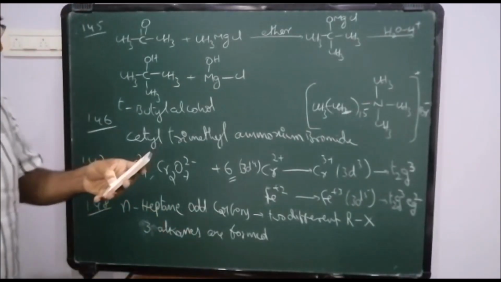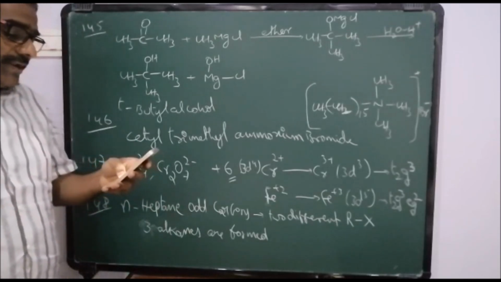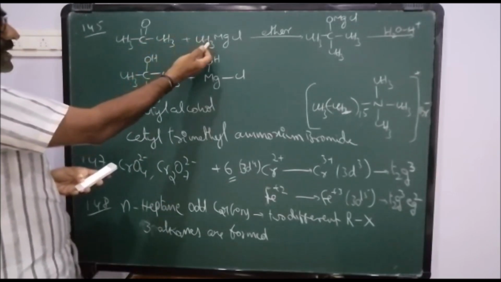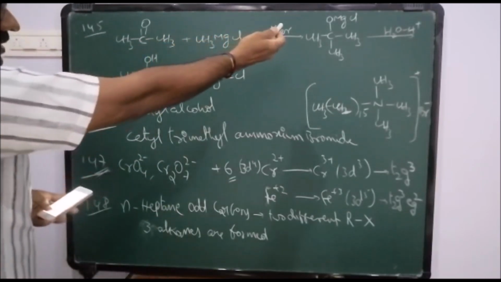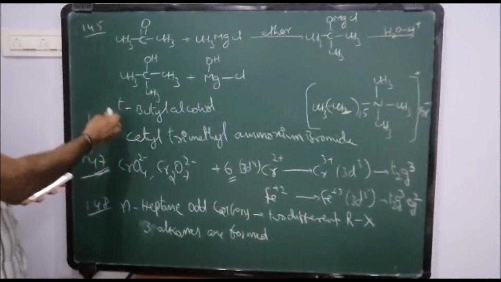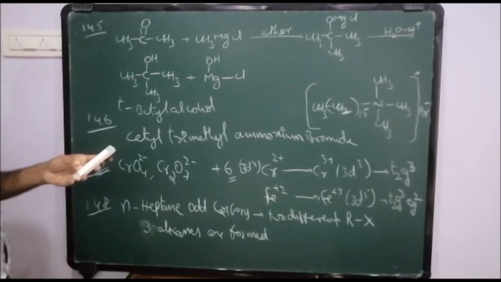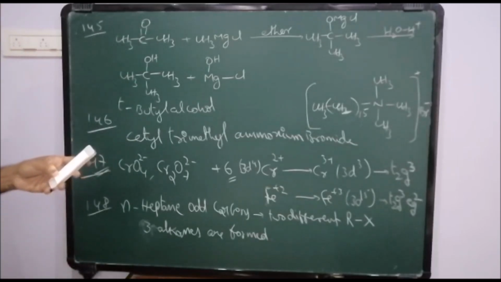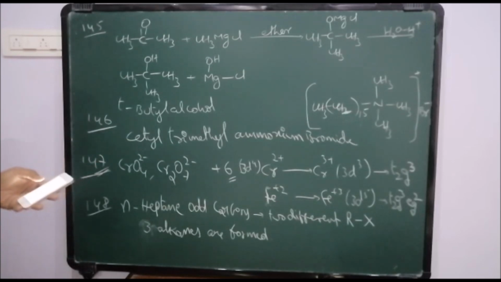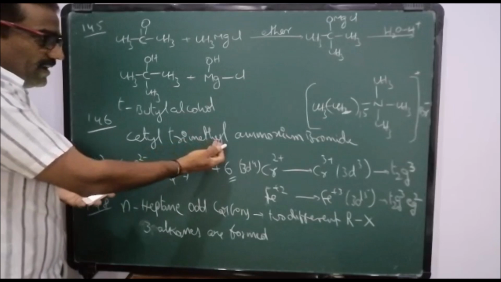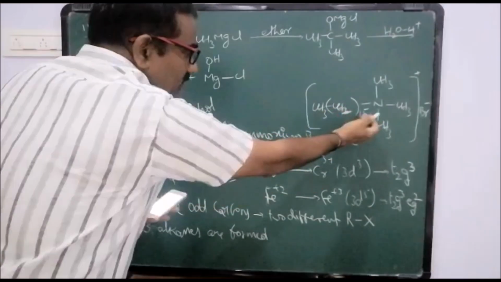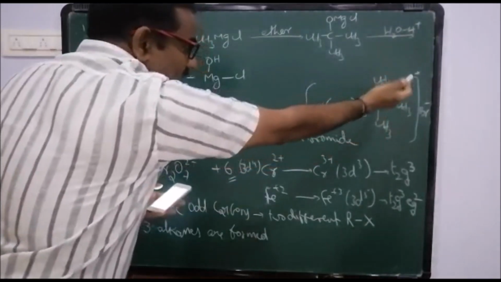Question number 145. Reaction between acetone and methyl magnesium chloride followed by hydrolysis will give. Acetone on reaction with methyl magnesium chloride in the presence of ether first forms an addition product. On further hydrolysis, it gives a tertiary alcohol, and here it is tertiary butyl alcohol. And question number 146. Which of the following is a cationic detergent? Here the cationic detergent is cetyl trimethyl ammonium bromide, whose formula is CH3(CH2)15N+(CH3)3 Br-.